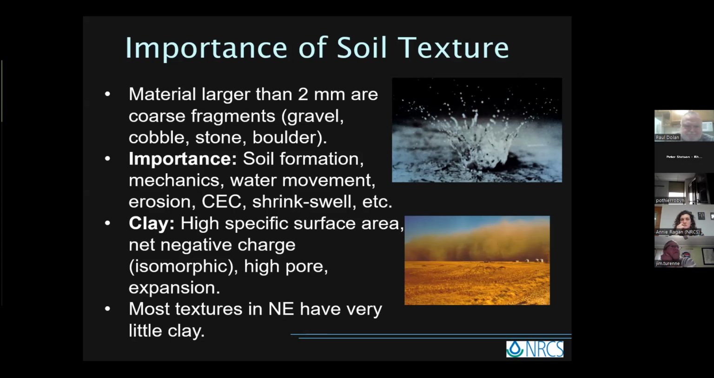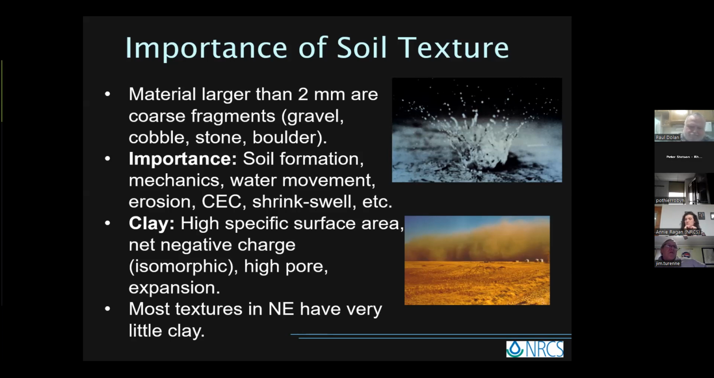Some of the importance of soil texture: soil formation, the mechanics of the soil, whether or not it can support a building or roads and that sort of thing, and how rapidly water moves through the soil. In sandy soils, water moves rapidly. In a very clay soil, water does not move very rapidly, so you get runoff occurring in very clayey types of soils.